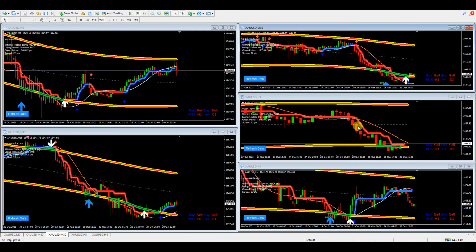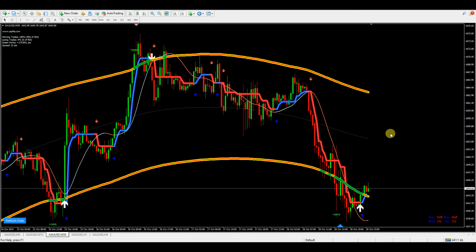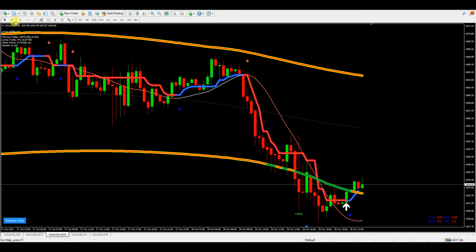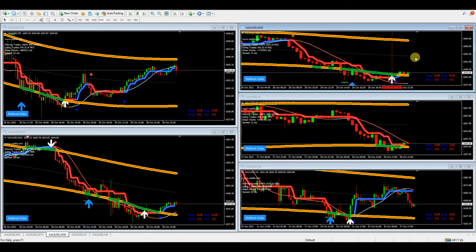Sometimes what happens is you get a signal on M30. Let's talk about a fresh signal, which was here. We got a very fresh signal in this area. The market didn't pull back, the market went up, correct? So what I do is, because this is a very small time frame, not H1 or H4 or D1, it's not a swing time frame, it's a scalping time frame.